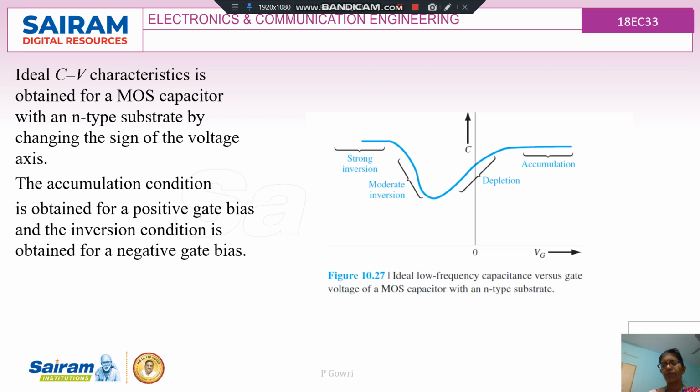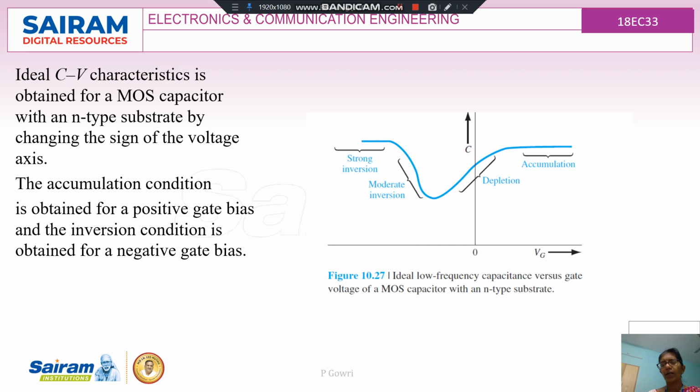Similarly, for the n-type semiconductor, the graph given here shows the ideal capacitor with an n-type substrate, obtained by changing the sign of the voltage axis. The accumulation condition is obtained for the positive gate bias, and the inversion condition is obtained for the negative gate bias. The capacitance is constant in the accumulation region, followed by a decrease in the depletion region, then an increase for moderate inversion, and again constant in strong inversion.